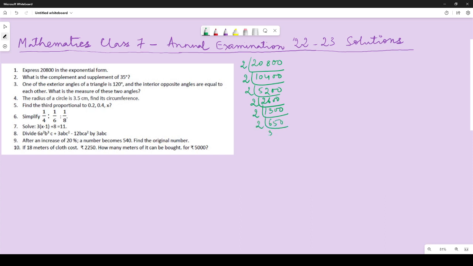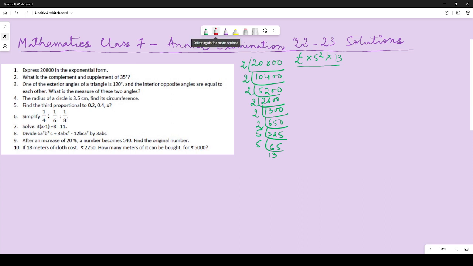650, 325, then you take it up with 5, 65, then 13. So when you are putting this into the exponential form, you have 1, 2, 3, 4, 5, 6. 6 times 2 to the power 6 into 5 to the power 2 into 13. That is the solution for this question.